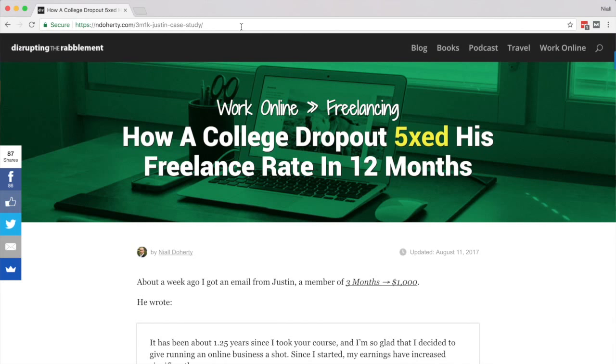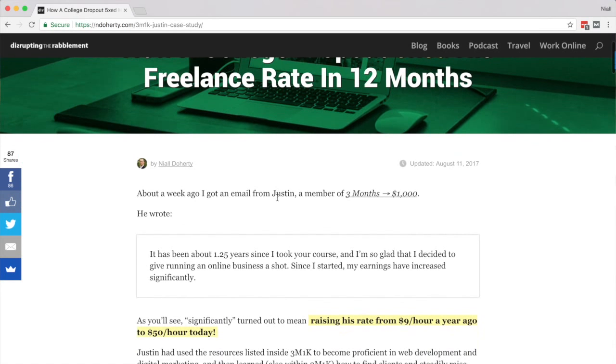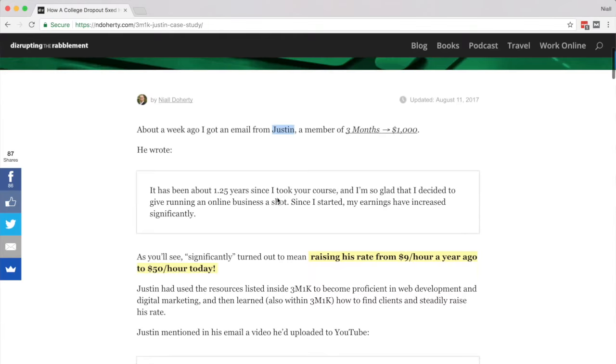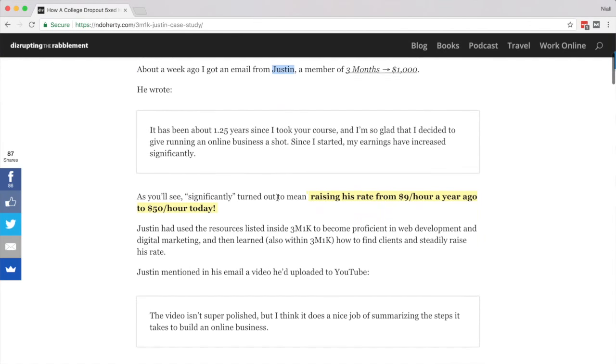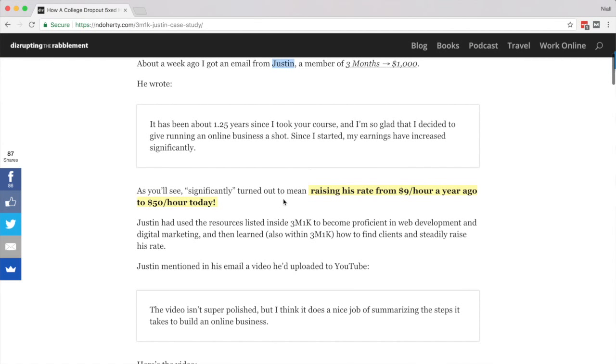A good example of this is Justin from the United States, who spent 2 months teaching himself web design and digital marketing. Actually found his first jobs at only $9 an hour, but then within a year had worked his way up to $40 to $50 an hour. And that, my friends, works out to $2,400 a month working part-time online from anywhere in the world on your own schedule.